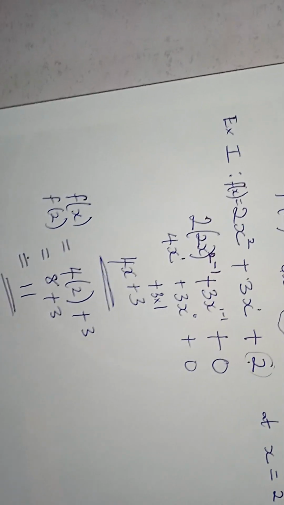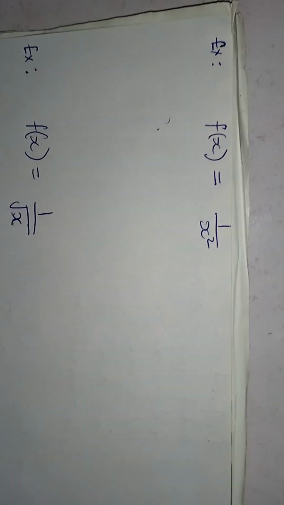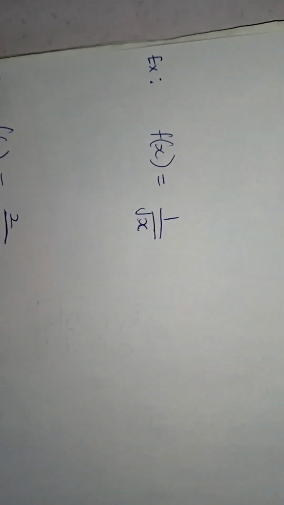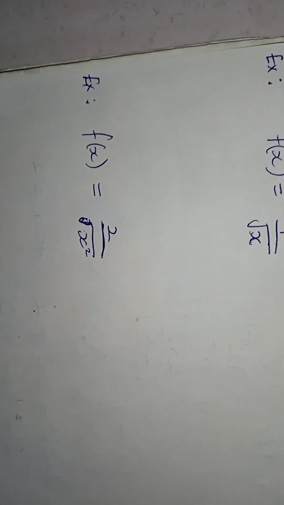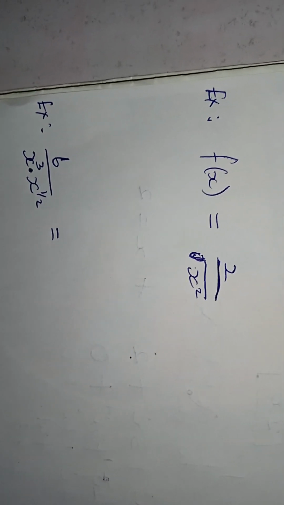So if you know this, I want to give you one to solve for me. So I have examples here. F of x equals to 1 over x squared. F of x equals 1 over root x, 2 over root x squared. Then 6 over x cubed dot x half.